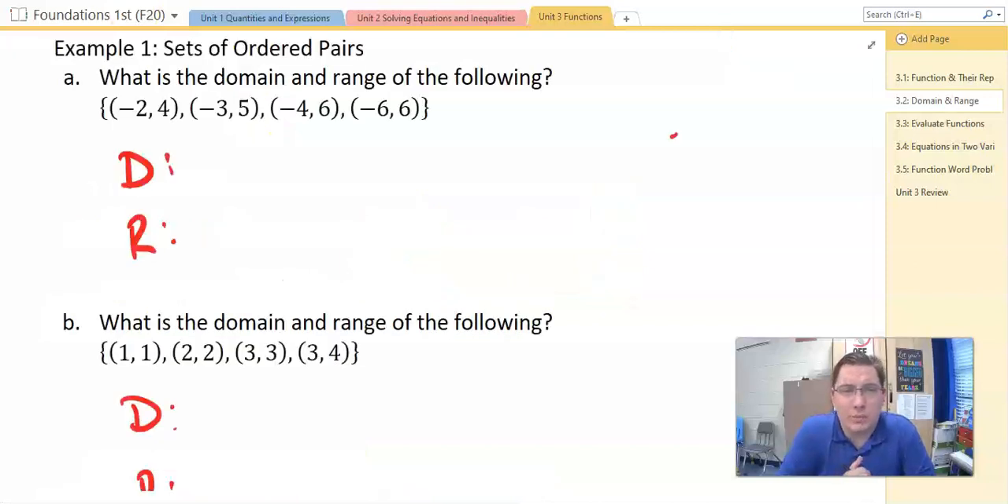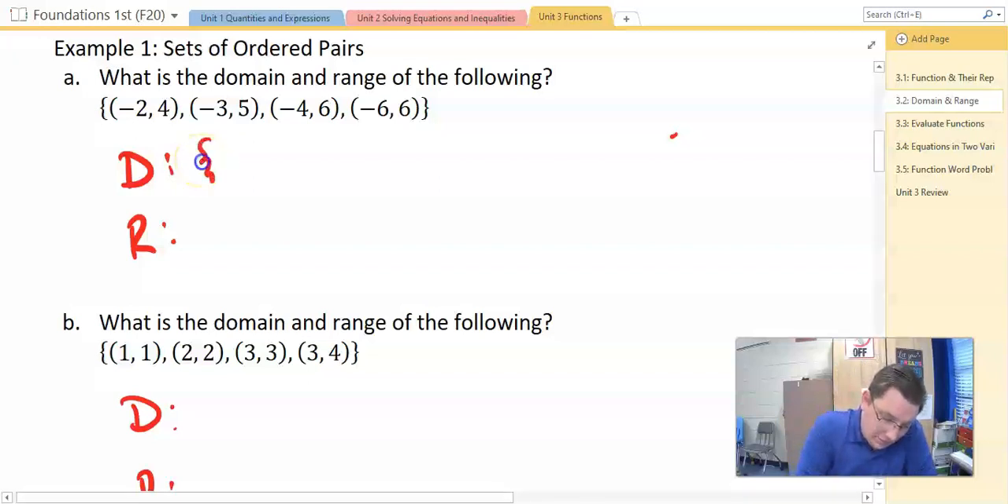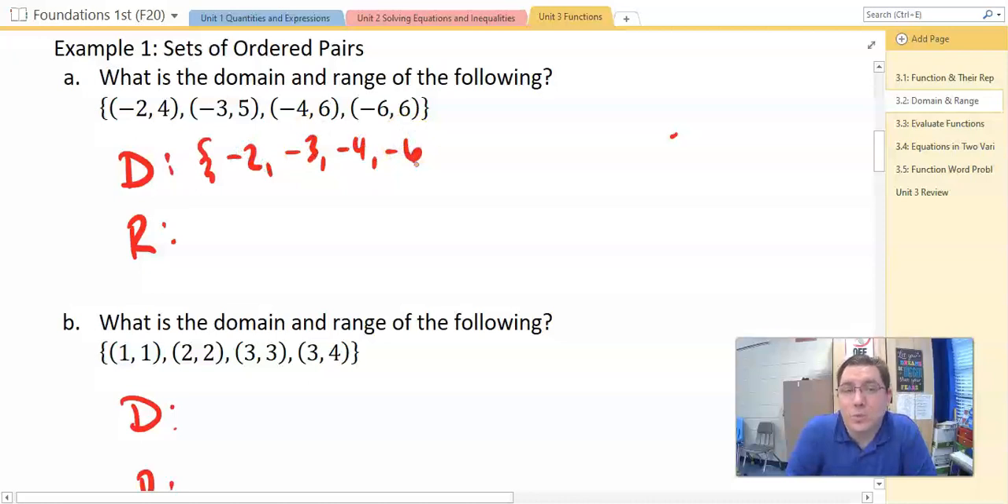As we look at this first example, what is the domain and range of the following? This is the same example 1a from the 3.1 video. We're given the ordered pairs (-2, 4), (-3, 5), (4, 6), (-4, 6), and (-6, 6). Our domain is a list of all those x values: -2, -3, -4, and -6. Now, we typically want to list them in numerical order, so we're actually going to flip this: -6, -4, -3, and -2.